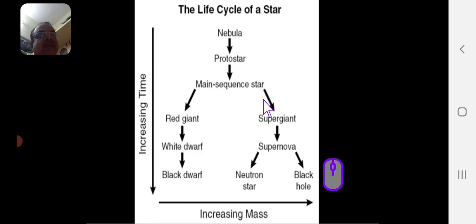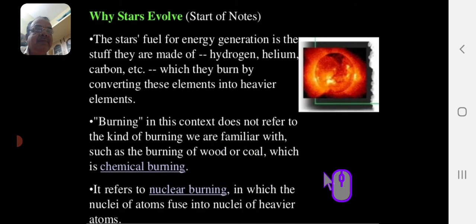Next, main sequence stars can also turn into supergiant stars. Supernova explosions take place. In the supernova stage, a supernova explosion takes place, so neutron stars and black holes are developed. That we'll discuss in the next topic.